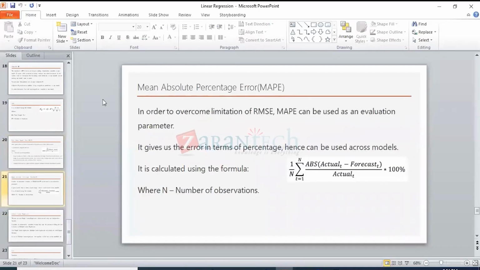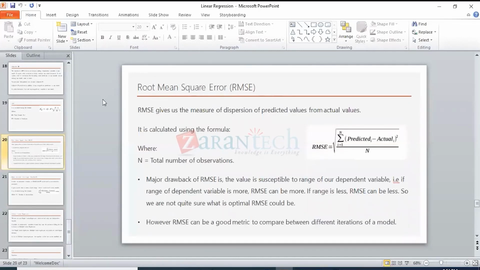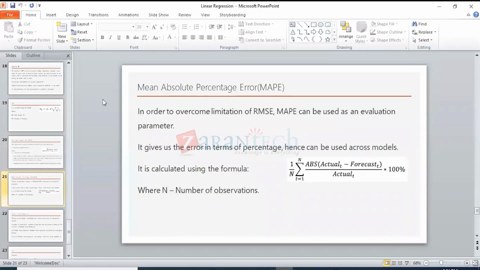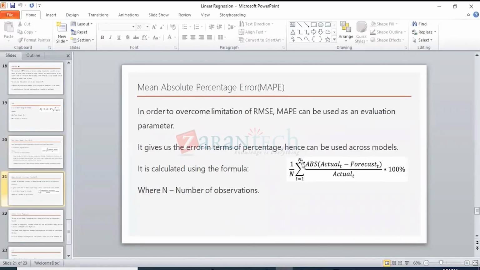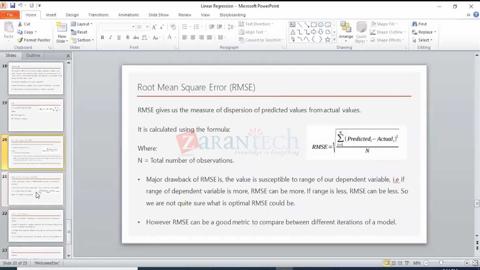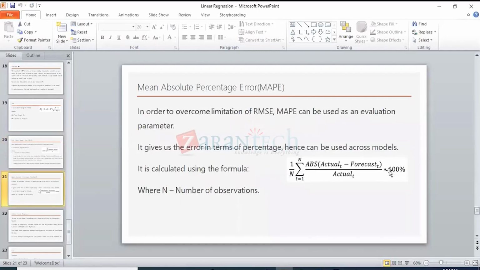Okay. So in order to overcome the disadvantage of RMSE, that is the range, we have MAPE. MAPE is an extension of RMSE again, where we just try to find the percentage of the value. If you see, it's the same formula without the square root, multiplied by 100. That is, it's in the form of a percentage.